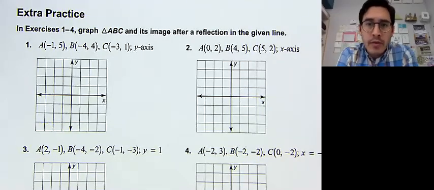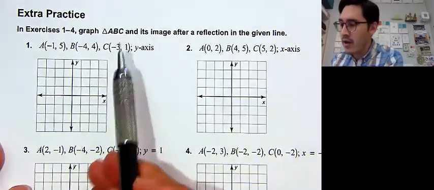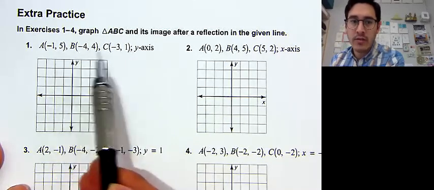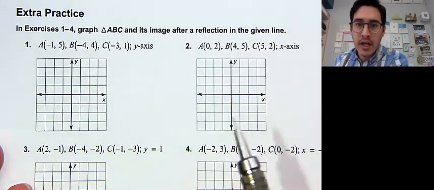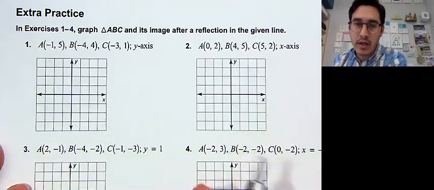Hi, in this video, we're going to be performing some reflections of triangles across different types of lines. So question number one, we have a triangle with points A, B, and C. We have the coordinates of these points. So we're going to graph the pre-image and then do a reflection across the y-axis to produce a new image.